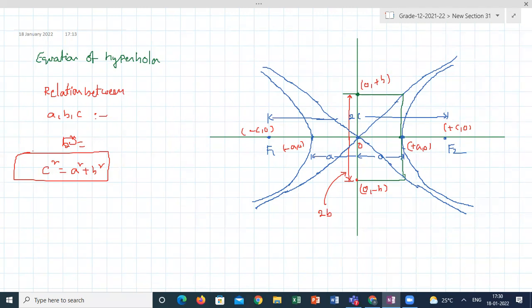Guys, are you able to hear me? Yes, sir. Yeah, how can we prove this one? Sir, could you repeat what P is? I'm asking about C square, the relation between A, B, C: A square plus B square is equal to C square. How can we prove it?